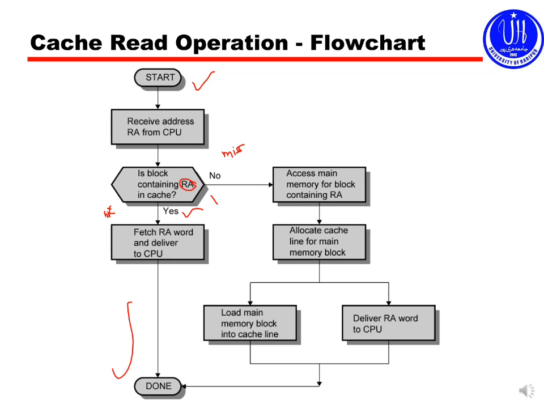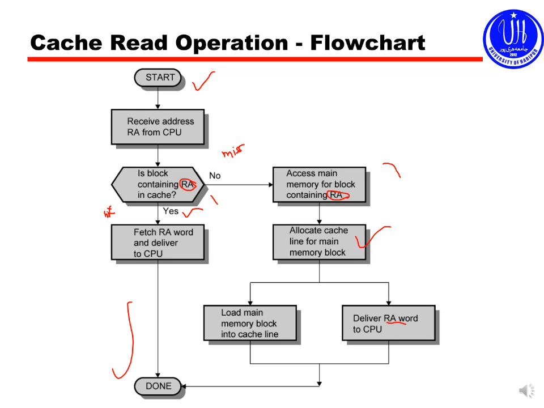If the block is not in the cache, what is done? We access main memory for the block. The block is brought from the main memory, and a cache line is allocated for the main memory block. If there exists some data on the respective cache line, it is replaced using a replacement algorithm. Then two tasks are done. We deliver the word to the CPU, because this word has been asked for by the processor, and we load the main memory block into the cache for future use. All this is called a cache miss, and the other case is called a cache hit.